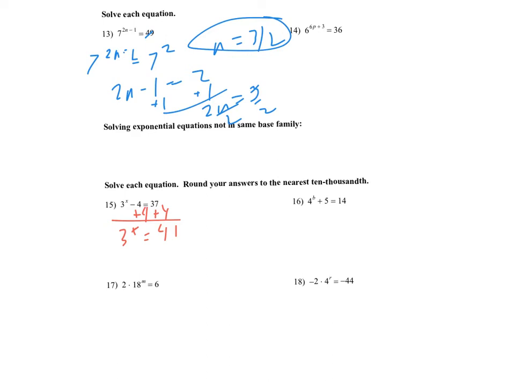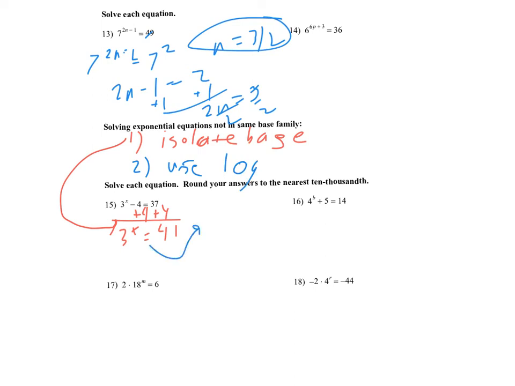The key here is, well, first of all, actually I should have said 2 steps. First step, isolate the base. And that's kind of what I did there with adding the 4 over. This will be step 1. And then step 2 is going to be use a log. So I'm going to switch this into log form. And so we're going to call this now log with a base 3, and then the new partner is going to be 41, and that's going to equal x.